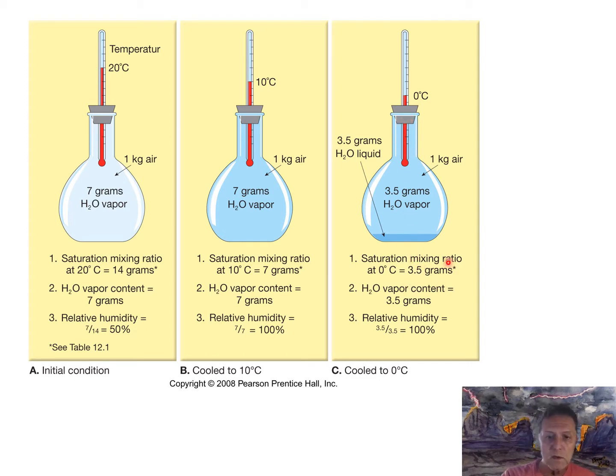So saturation mixing ratio is only 3.5. At water vapor content of 3.5 grams, we have 100% humidity. We cannot have 7 grams of water vapor in the air. We can only have 3.5 grams. That extra 3.5 grams will drop out and condense to liquid form at that temperature, and just a little bit below 0 degrees centigrade, of course, that water starts to freeze. So simply put, the lower the temperature, the less water vapor the air can hold. The higher the temperature, the more water vapor the air can hold.